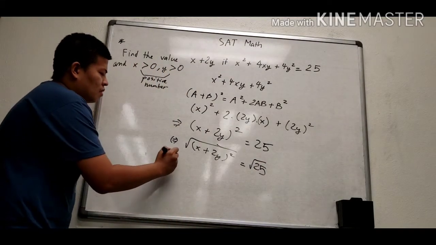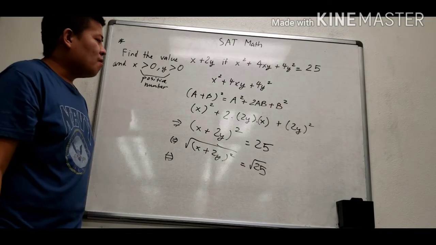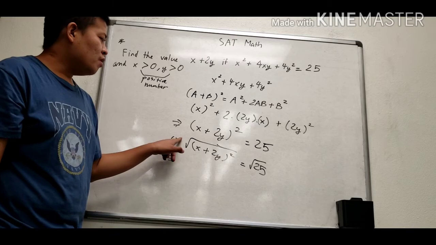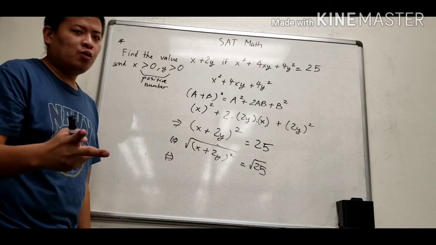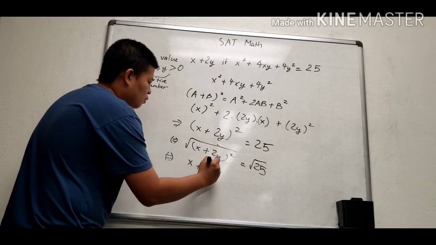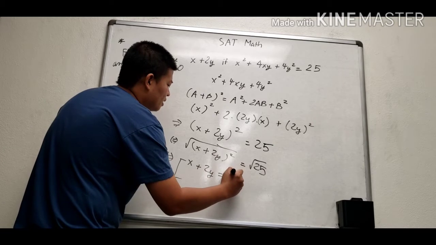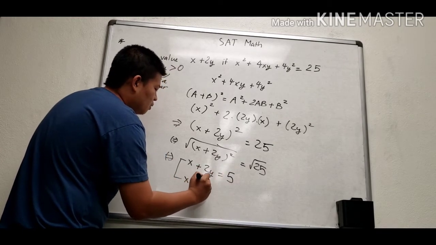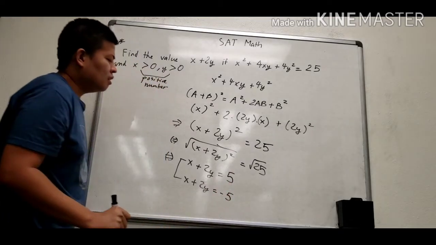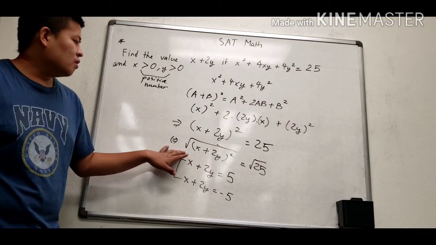In here, if we do the even power and the even roots, they can provide 2 solutions. Let's see, s plus 2y equal to 5, s plus 2y equal to minus 5.